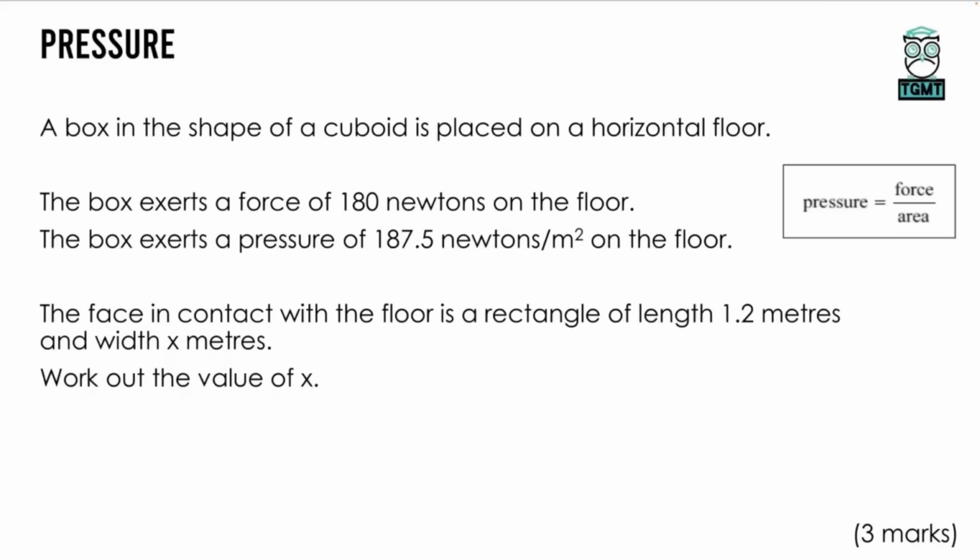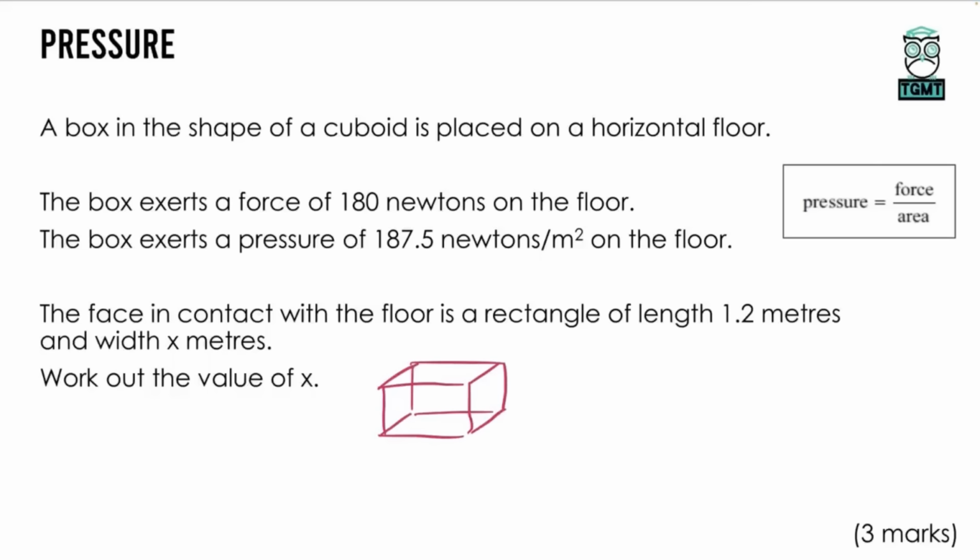Now this next question is looking at pressure, and we are given the pressure is equal to force divided by area formula. It says a box in the shape of a cuboid is placed on a horizontal floor. It doesn't give us a picture of that, but we can sort of imagine what that looks like. We have a cuboid, there we go, and that is on a horizontal floor. It says the box exerts a force of 180 newtons on the floor. The box exerts a pressure of 187.5 newtons per metre squared on the floor.